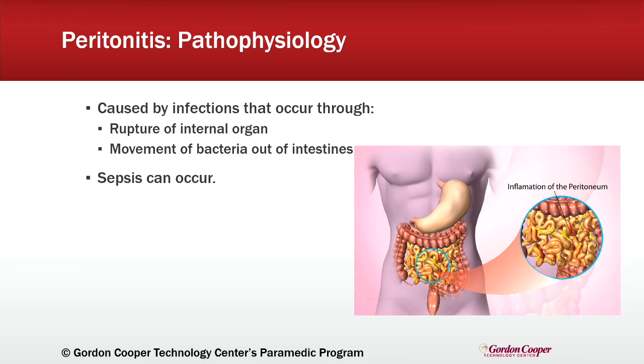Infections in the GI system typically happen in one of two ways. Either an organ ruptures in the GI tract and bacteria is leaked from the intestines into the abdominal cavity. Once bacteria gets into the peritoneal space, that bacteria can multiply rapidly because it's unchecked. This can lead to sepsis, which is a very serious condition that we'll talk about a little bit more in depth in a later chapter. If sepsis develops, mortality can increase dramatically from about 5% to nearly 70%.